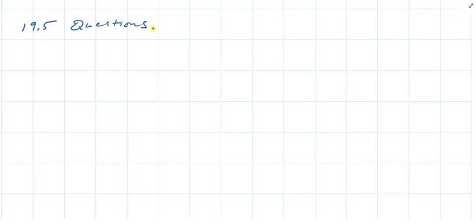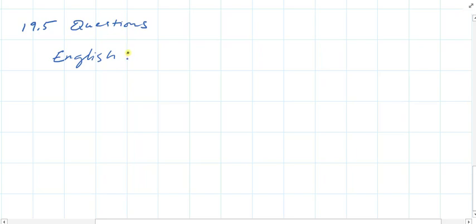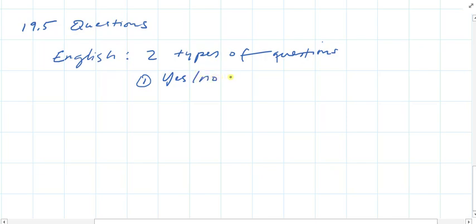Okay, let's real quickly think about English. English is like a lot of other languages. There are two ways to form questions in English. There's two types of questions. There are yes/no questions, and then there are what some people like to call content questions or WH questions.